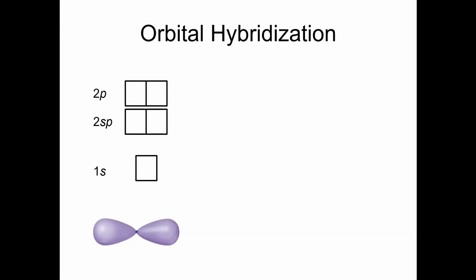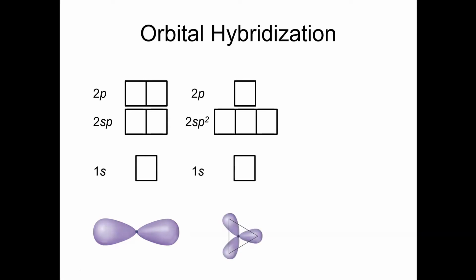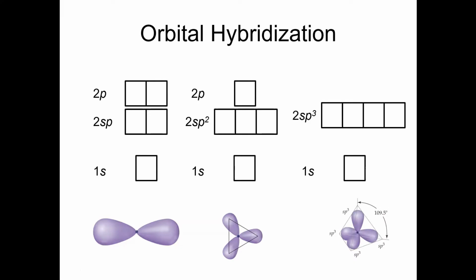So just to recap here, I'm going to use sp hybridization if I've got 2 domains for a linear shape. I'm going to use sp2 hybridization when I've got 3 domains for a trigonal planar shape. And I'm going to use sp3 hybridization when I need 4 domains for a tetrahedral shape.